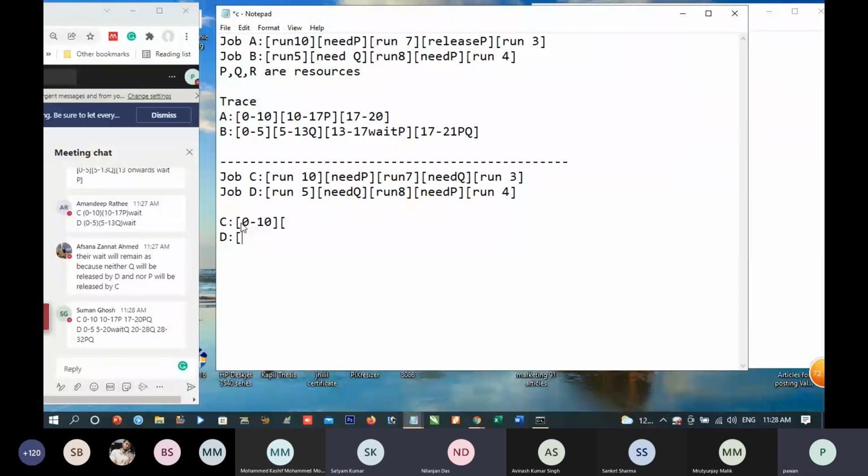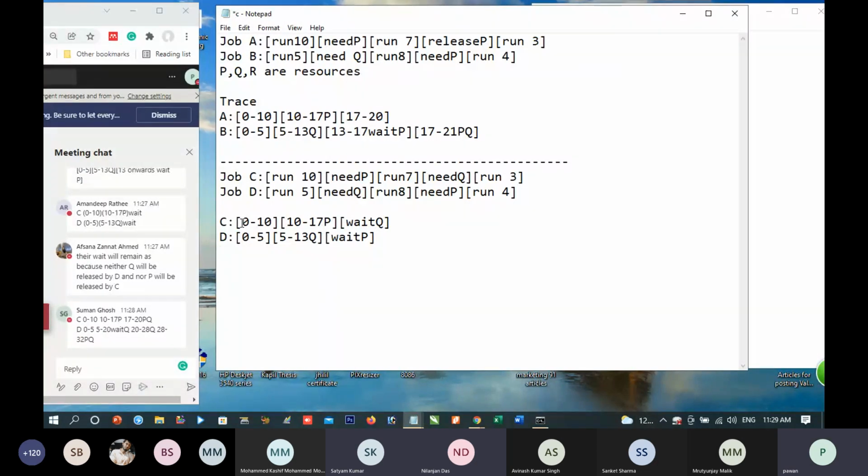Now, job C would be executing from 0 to 5 and then Q will be allotted to it, and from 5 to 13 it would be executing with Q. Now, job C will start executing from 10 to 17 using P. And from 17 onwards, it will wait for Q. Wait for P. Q. And it will be waiting for P.